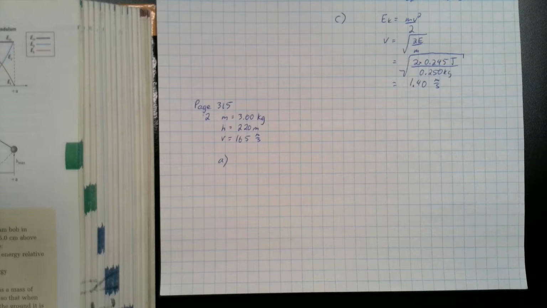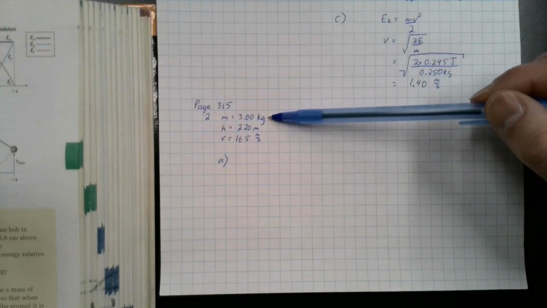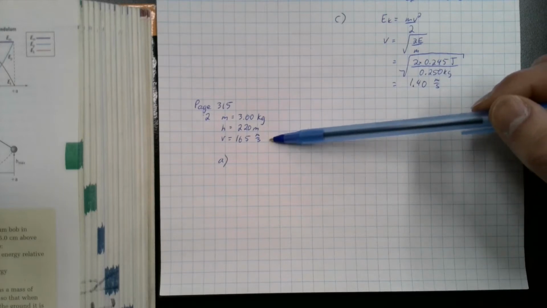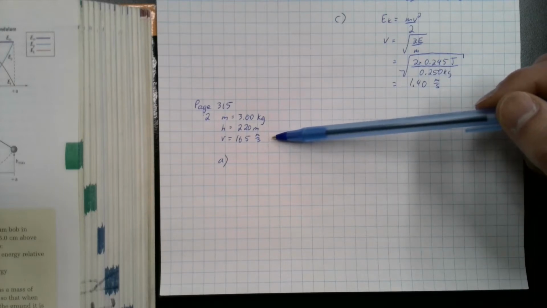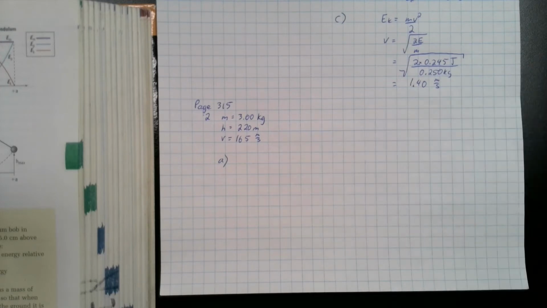Page 315, question number 2. We're given the fact that our rocket has a mass of 3.00 kilograms, 220 meters above the ground, and has a velocity of 165 meters per second. It's asking us what is the mechanical energy of the rocket relative to the ground.